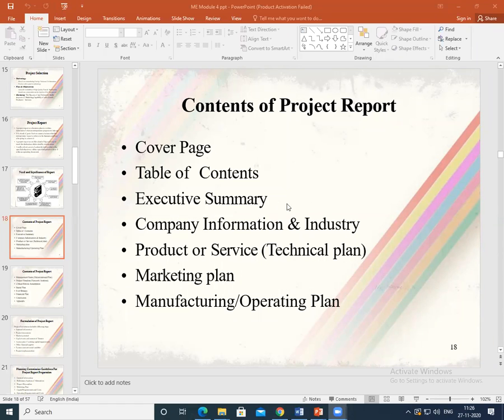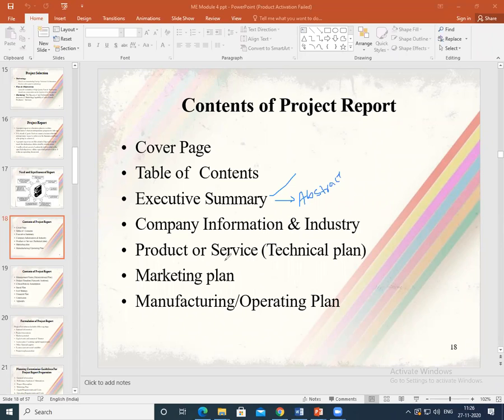So executive summary is nothing but an abstract. What is an executive summary? Executive summary is nothing but an abstract. The abstract consists of the basic description, right? So overall, the executive summary of a project covers what exactly it does and what is going to be achieved.